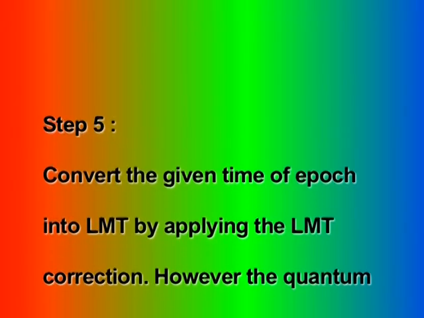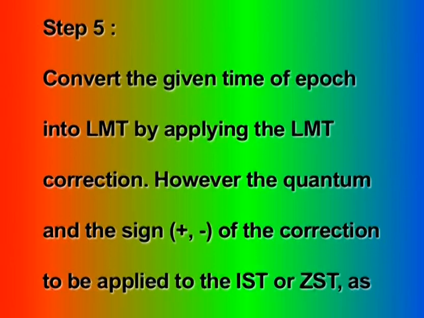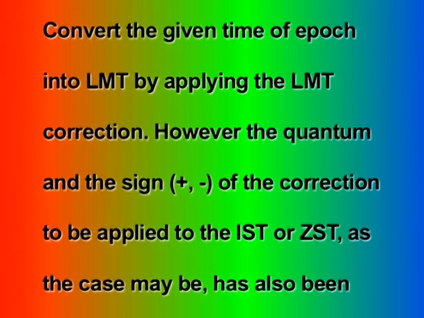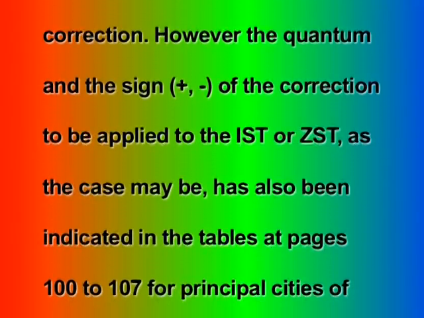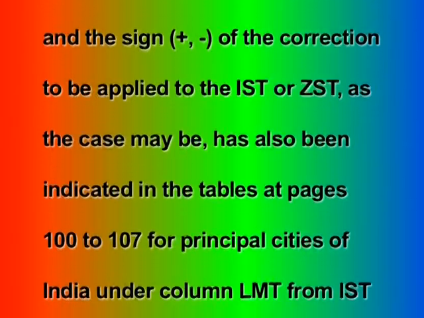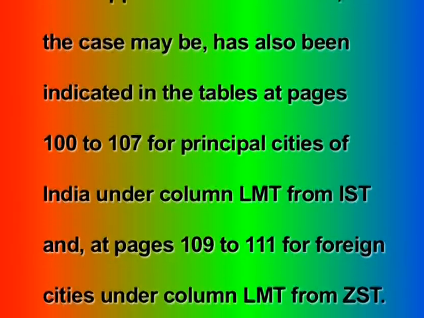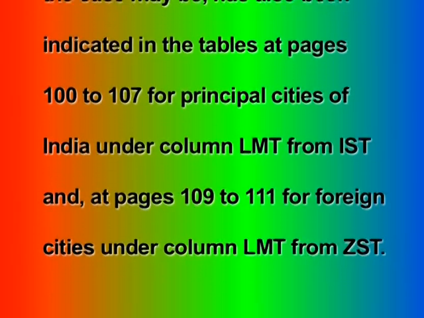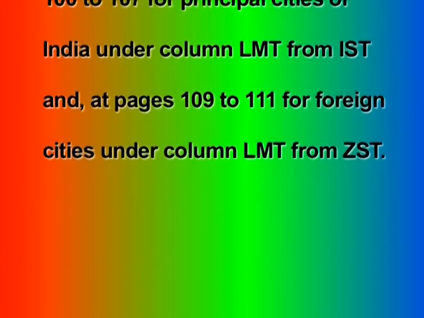However, the quantum and sign, plus or minus, of the correction is to be applied to the IST or ZST, which is called zonal standard time, as the case may be. This has also been indicated on pages 100 to 107 for principal cities of India under column LMT and IST, and pages 109 to 111 for foreign cities under column LMT from ZST.